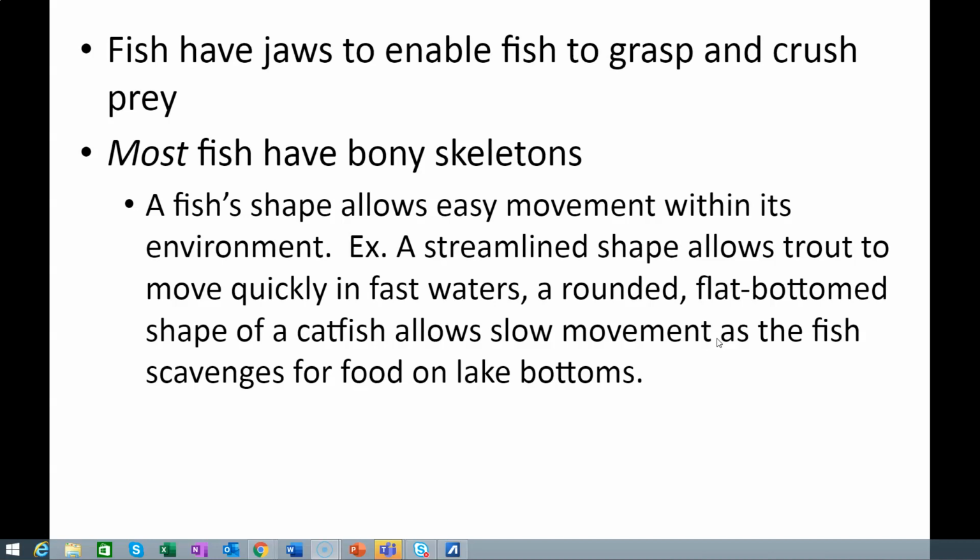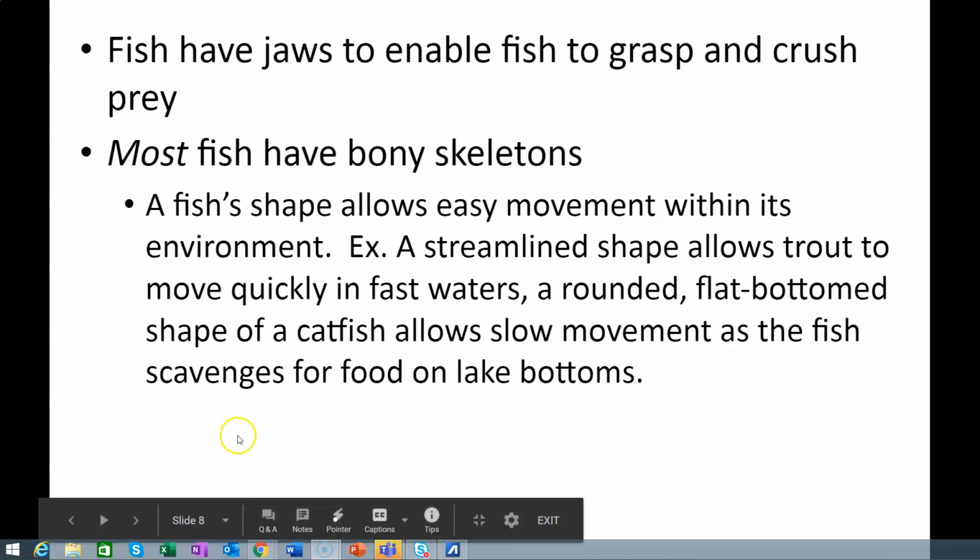Most fish have bony type skeletons because you want to be a little lightweight when you're going through the water. You don't want to be too heavy in some cases. Think about why birds have hollow bones.